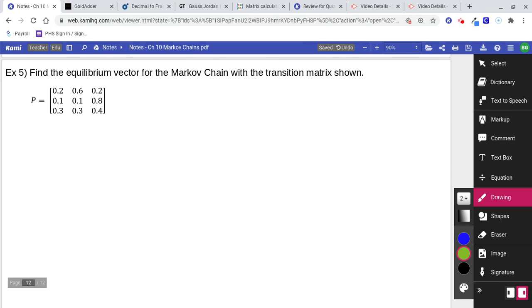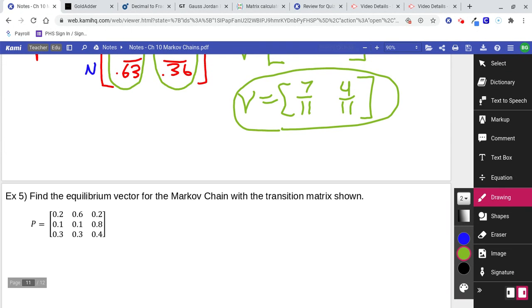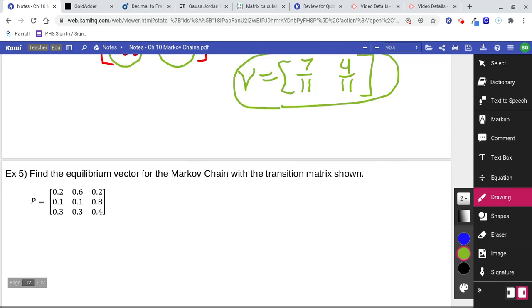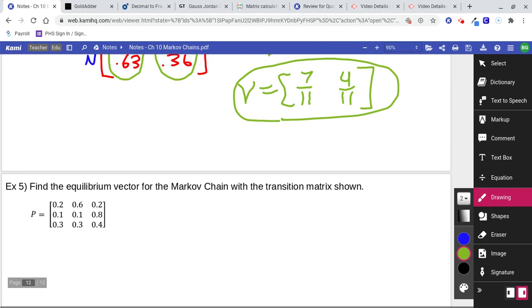Example 5. Find the equilibrium vector for the Markov chain with this transition matrix. Okay. Find the equilibrium vector. That's what we just did. That was the equilibrium vector. That's where it stabilizes. That's the long-term trend.